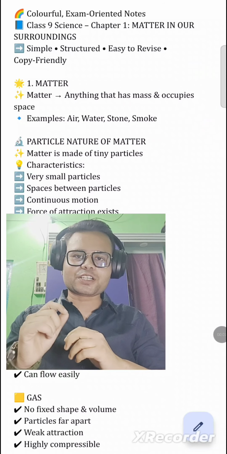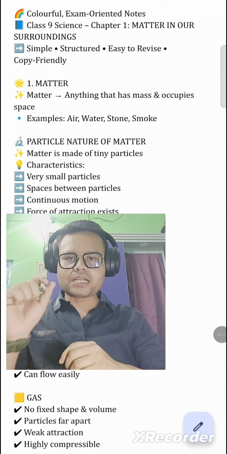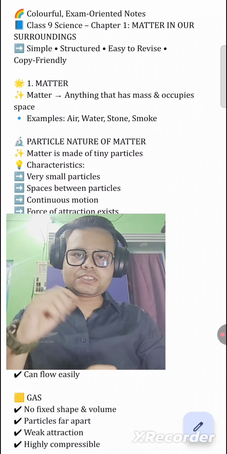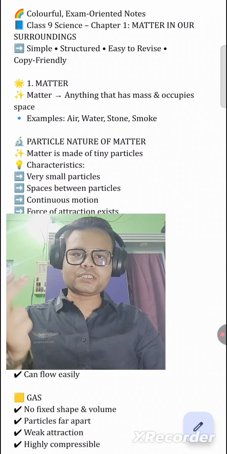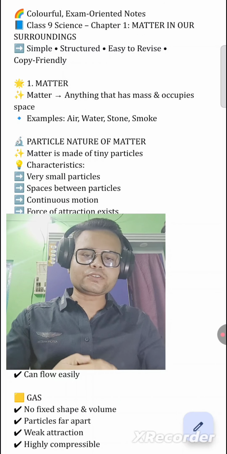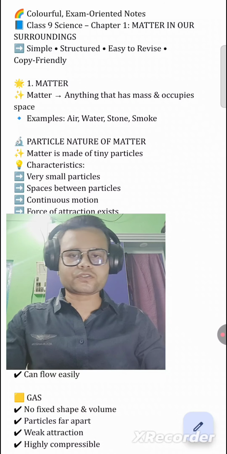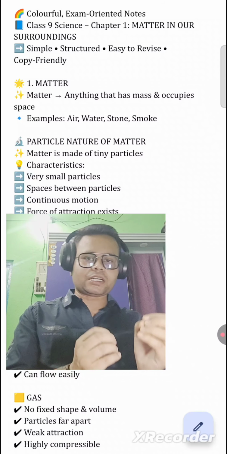So today we are discussing the Class 9 Chapter 1, Matter in Our Surroundings. In this chapter we are learning the concepts in a very simple, structured, easy-to-revise and copy-friendly way. You can write it down in the examination also. So what is matter, class?